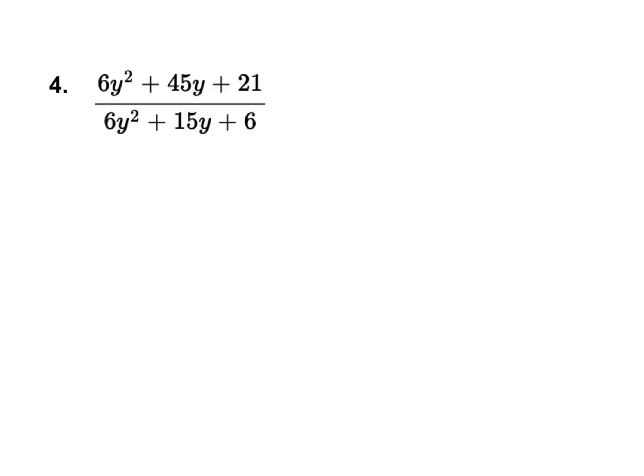All right, so for question number 4, let's take a look here first. There's a lot going on here. First of all, 6 cannot go into all 3 of these numbers. However, I can see that 3 can go into 6, and it can go into 45, and it can go into 21. So let's factor out a 3. So we've got 3 times 2y squared plus, and then 3 goes into 45 15 times. So you've got 15y, and then 3 goes into 21 7 times.